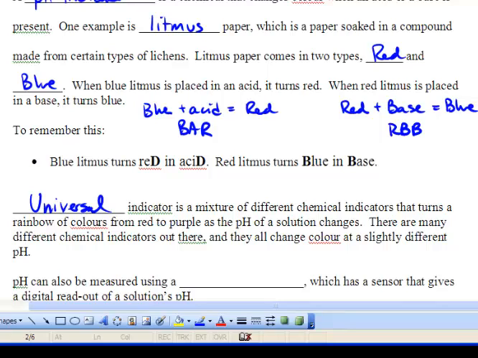So pH can also be measured using a pH meter. So we've got some of these, and we're going to be using them as well. And it's a sensor that measures the actual ions in a solution.